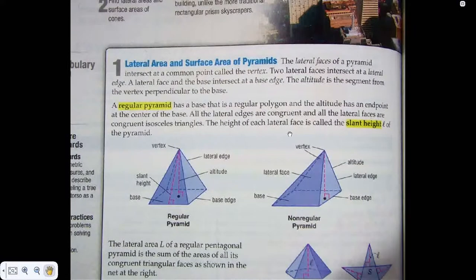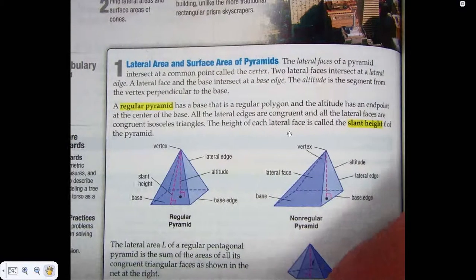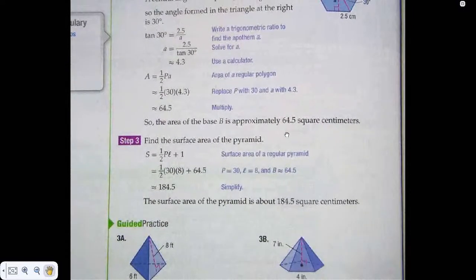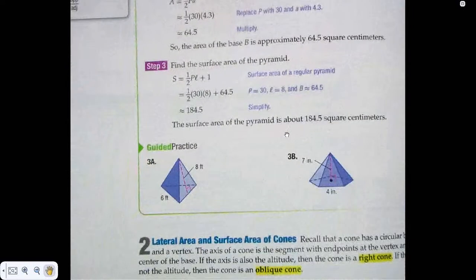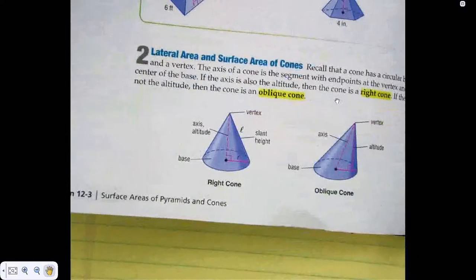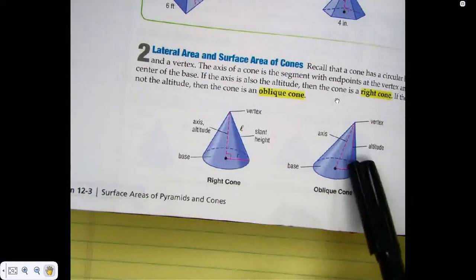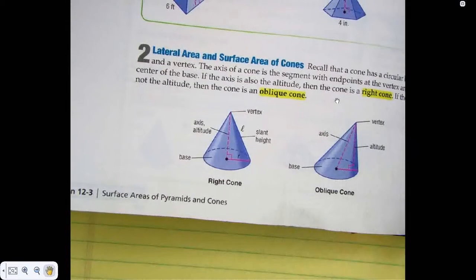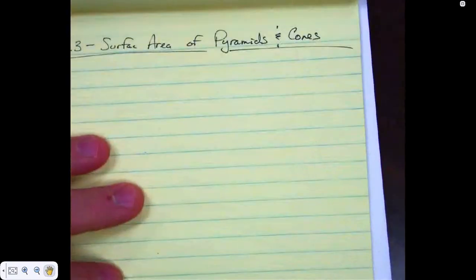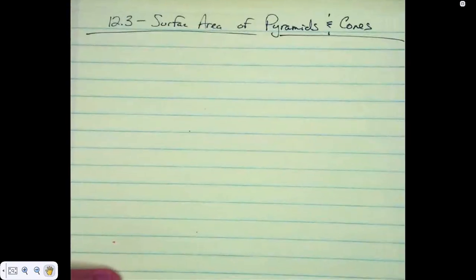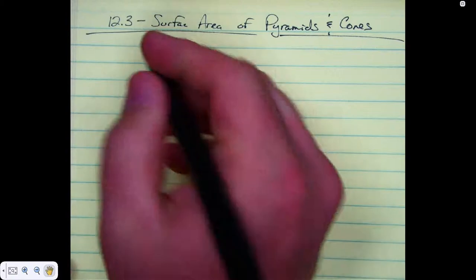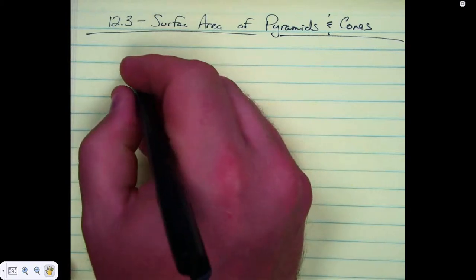With a cone, it's kind of the same concept. Even though we don't call cones regular or non-regular, basically there's a right cone and an oblique cone. See a right cone? It goes what? Straight up. Oblique cone is what? A little bit slanted, right? Okay. Now, as far as pyramids are concerned, and they're kind of a pain to draw.